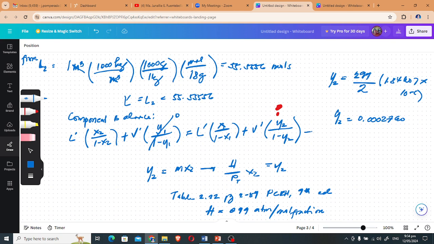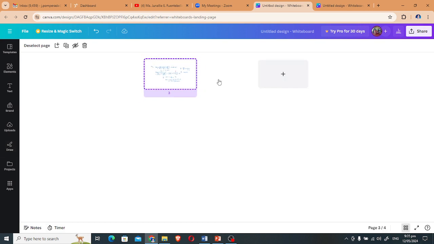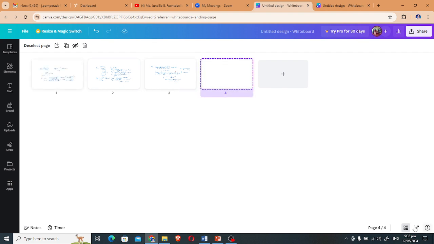Now, since you already have y2, then you can go back to this particular equation. Let's say this is our equation 1. So if we go back here and substitute everything, we'll be able to find the V prime. And that's the air that we need to use to get the indicated recovery for benzene. So let's go to the next slide for determining the V prime. So we just substitute actually.